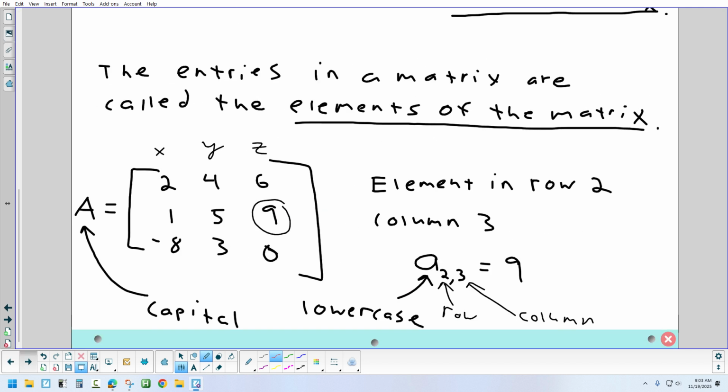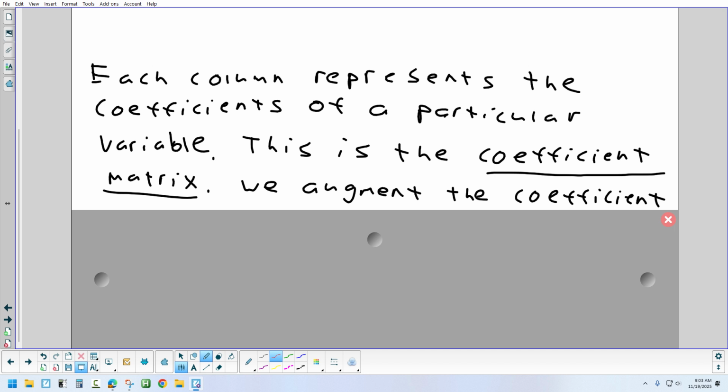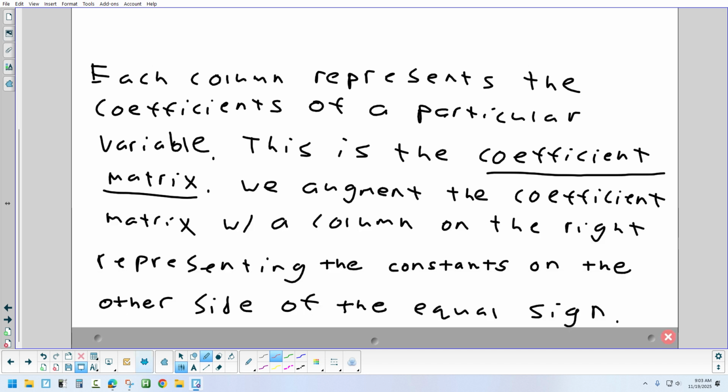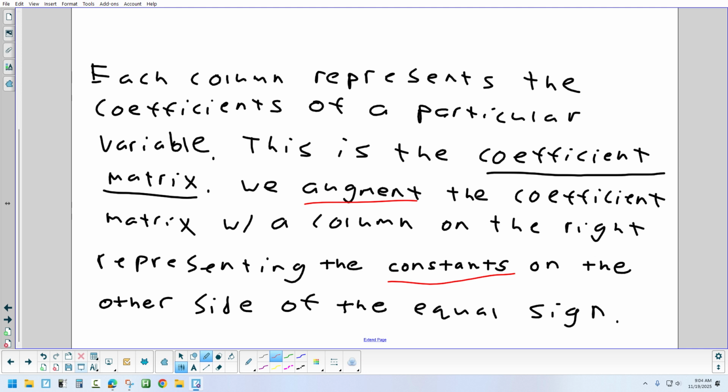So we need to not only write down the coefficients of the letters, but we're going to add on, or with a matrix we call it augment, another column, and that column is going to represent all the numbers that were on the other side. Okay, and I'll show you how we do that.